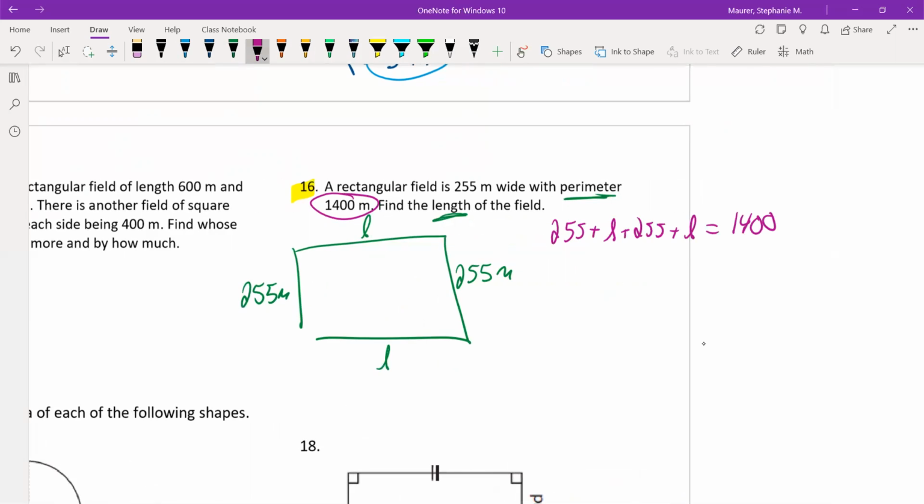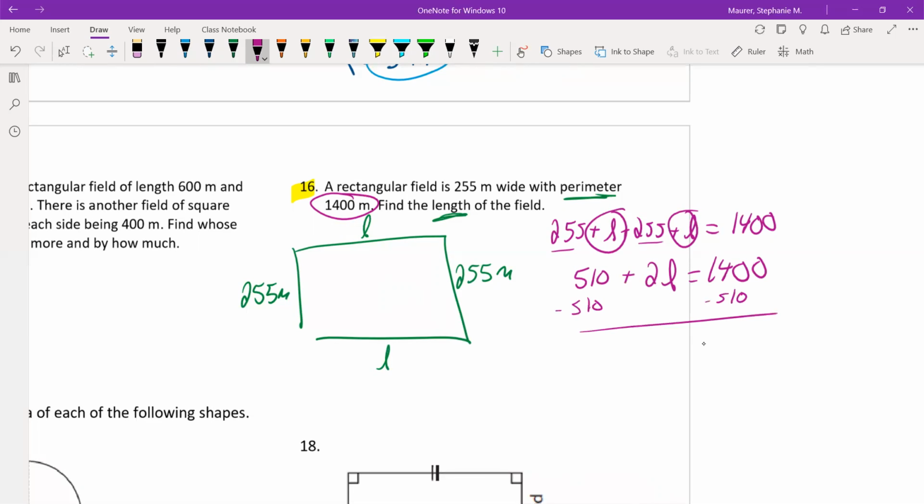Looking at this problem, combining like terms, I should be able to add these two numbers together and get myself a 510. L plus L would actually give me 2L equals 1,400. Solving this then as an algebraic problem would look something like this. We would subtract the 510 over, and we would have, let's see, 1,400 minus 510 gives me 890.